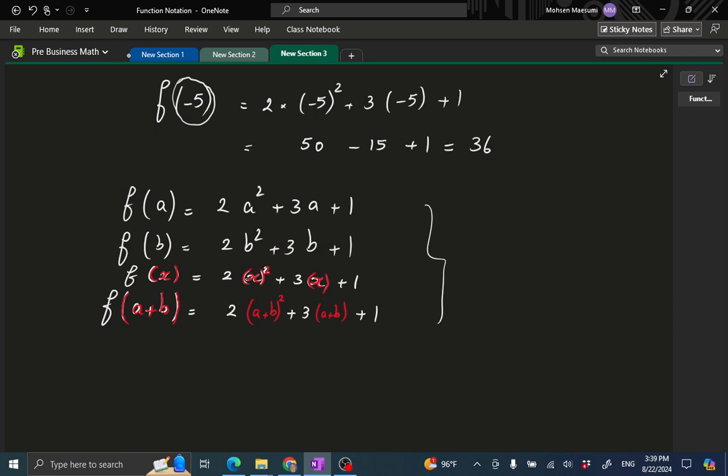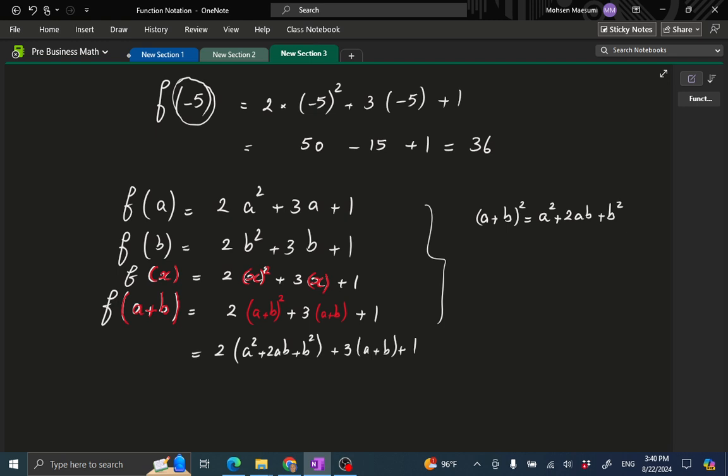Okay. Well, after that comes whatever you remember from your middle school. Hopefully you remember what a plus b squared was. By foiling or by some other means, this was a squared plus, what was it? 2ab plus b squared. Is that right? You remember that? So this is going to be twice a squared plus 2ab plus b squared plus 3 times a plus b plus 1.